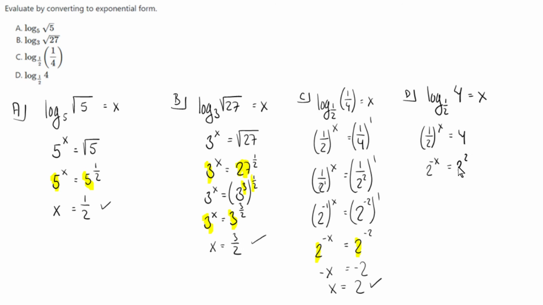2 squared. Once the bases are the same, we drop the bases and continue with the exponents. Multiply both sides by -1 to eliminate the negative x. So we're going to get positive x equals -1.